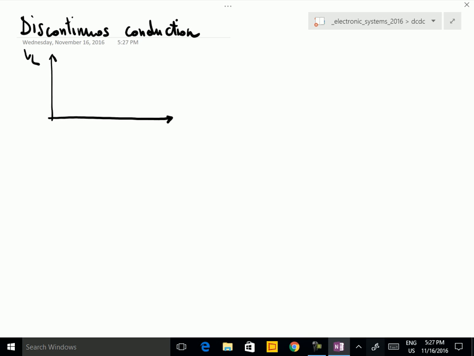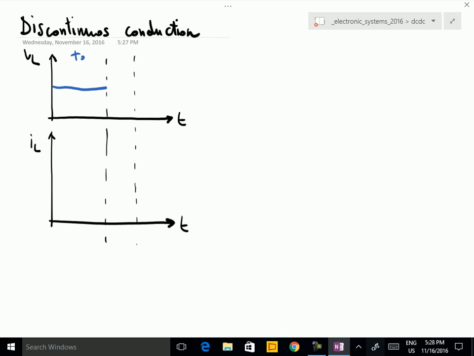This is VL, this is IL. Let me repeat this fact. During T on, VL is equal to V in minus VO. During T off, VL is equal to minus VO. So this is a period, everything repeats periodically.